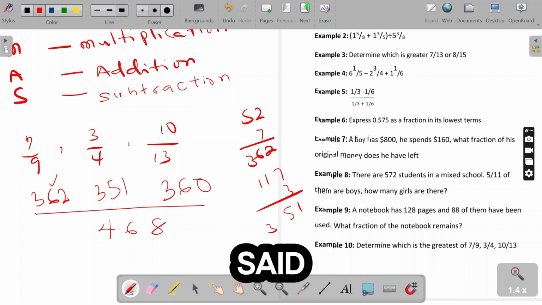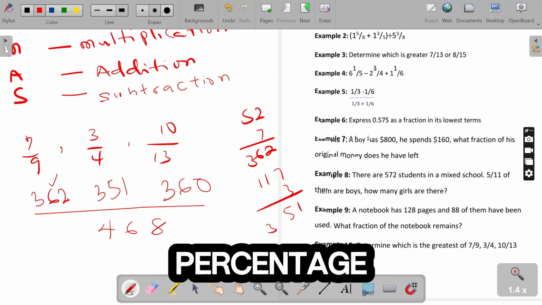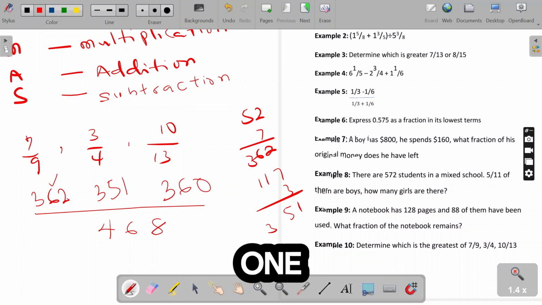So just like I said, solving questions like this is just to find the LCM. If you don't want to find the LCM, you can use the percentage. I could have taken these numbers to percentage. 7 over 9 times 100 over 1, or 3 over 4 times 100 over 1, or 10 over 13 times 100 over 1. But the easiest way is using the LCM approach.